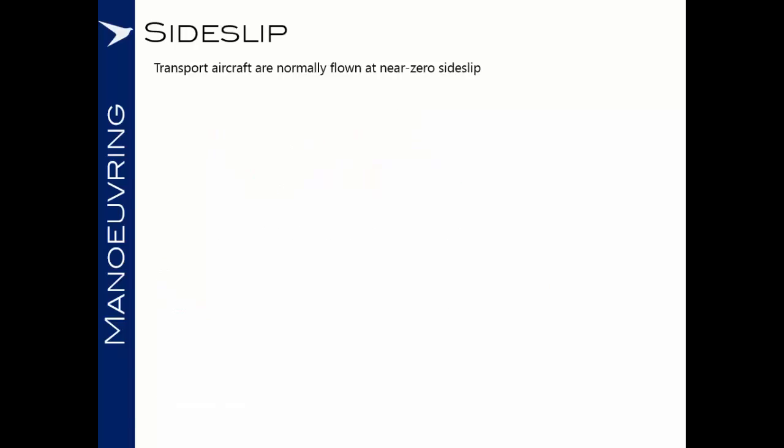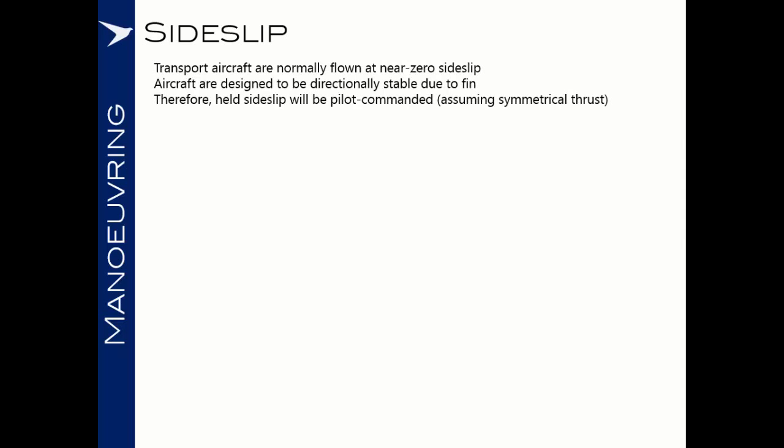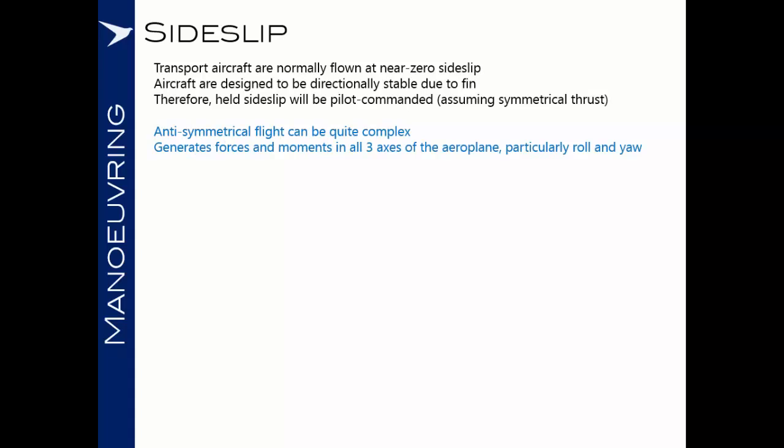Looking now at side slip. Transport aircraft are normally flown at near zero side slip, and aircraft are designed to be directionally stable due to the vertical stabilizer. Therefore, if we do find an aircraft in side slip, it will be pilot commanded, assuming, of course, that we still have symmetrical thrust. If we find ourselves no longer in directionally symmetrical flight, the dynamics can be really quite complex, and this can generate large forces and moments in all three axes of the aeroplane, and particularly in roll and yaw.